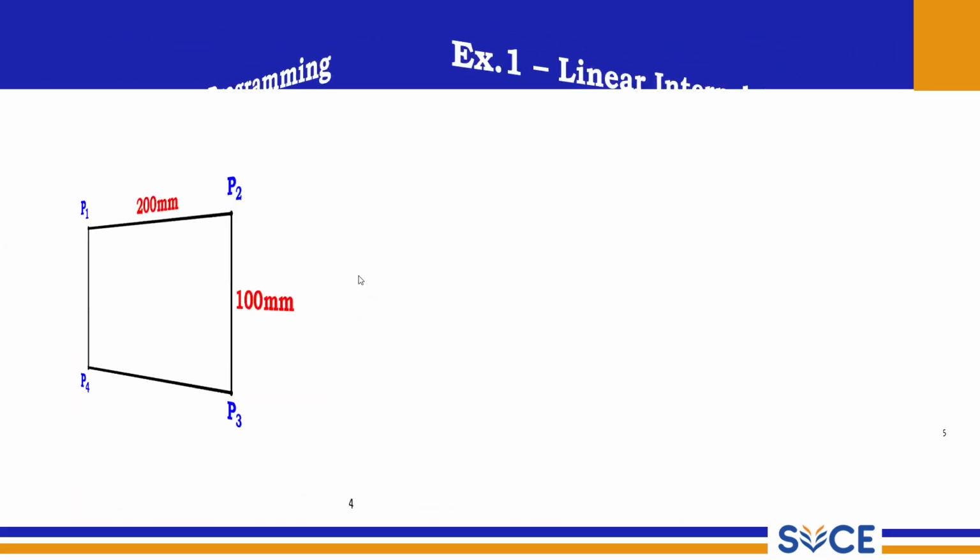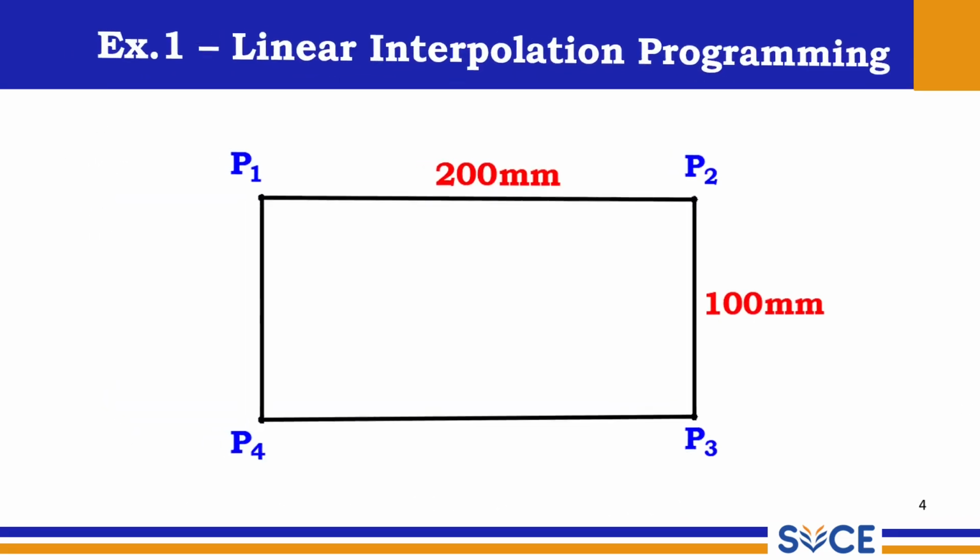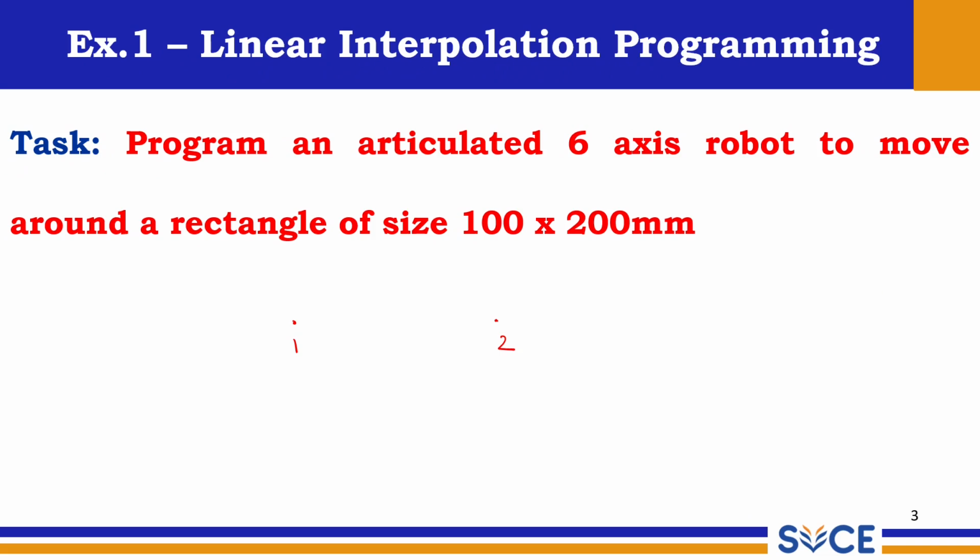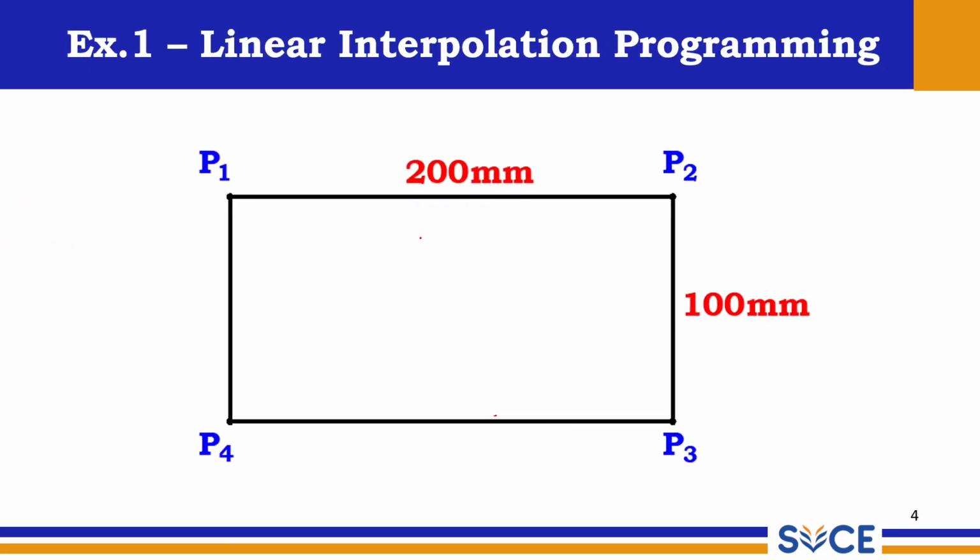Before we get into the task, we'll understand the question. Program an articulated 6-axis robot to move around a rectangle of size 100 by 200. There is going to be a path of 4 points and we are going to program the robot. Now this is point P1, P2, P3, P4, the 4 corners, the 4 vertices of the rectangle. Lengthwise it is going to be 200 and the width is going to be 100. Now let us see how to do the task.